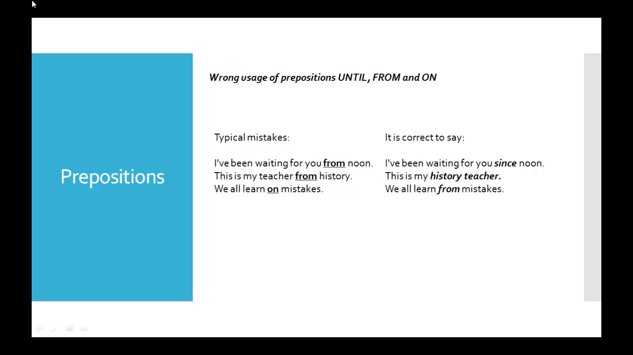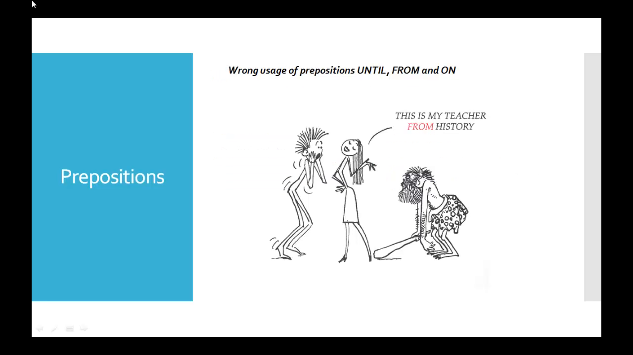Here are some of the typical mistakes made in the use of prepositions until, from, and on. It would be incorrect to say, I have been waiting for you from noon. Instead, it is correct to say, I've been waiting for you since noon. We should never say, this is my teacher from history, but instead we should say, this is my history teacher. We don't say, we all learn on mistakes, but we all learn from mistakes.